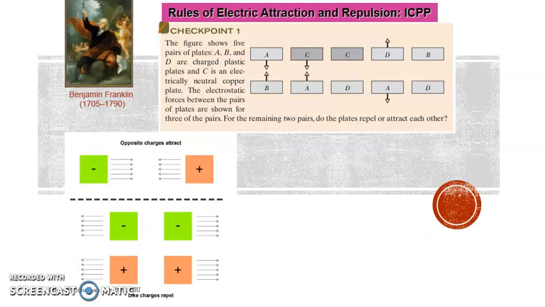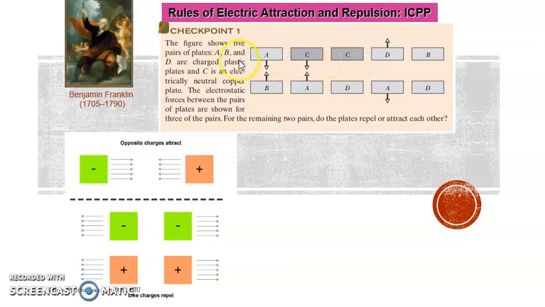Now let us look at some rules for attraction and repulsion of electric charge. Opposite charges will attract each other, but similar charges will repel. Let us check a point here. In this case, A, B, and D are charged plastic plates, and C is an electrically neutral plate.